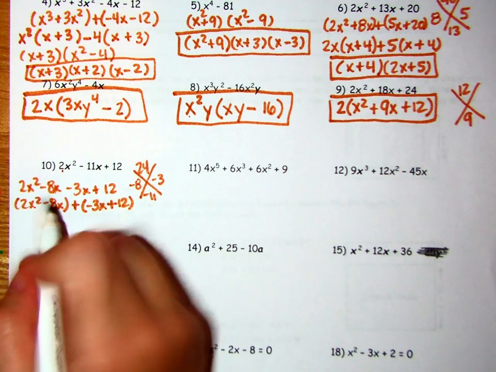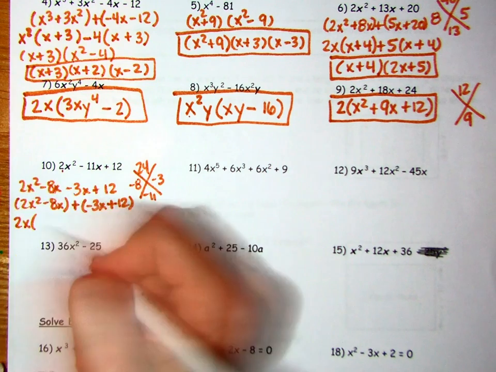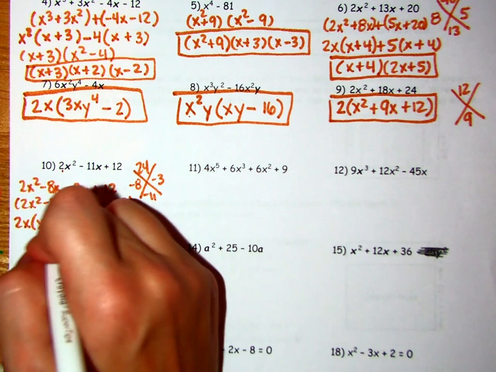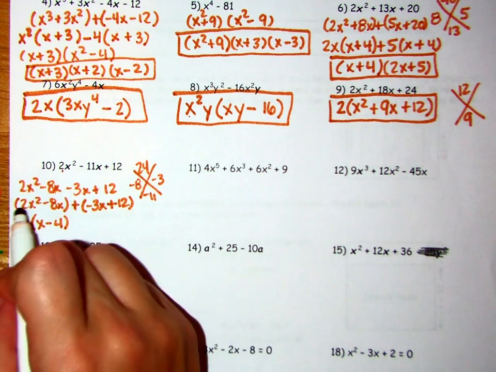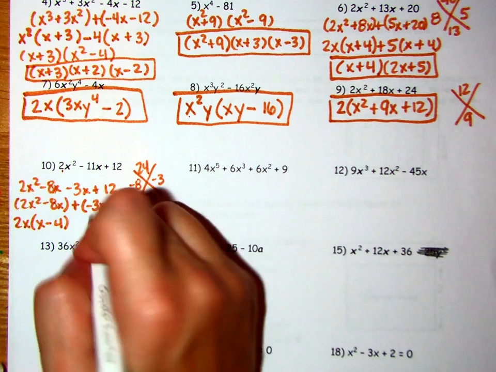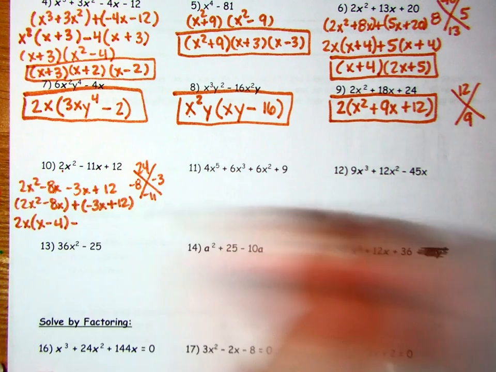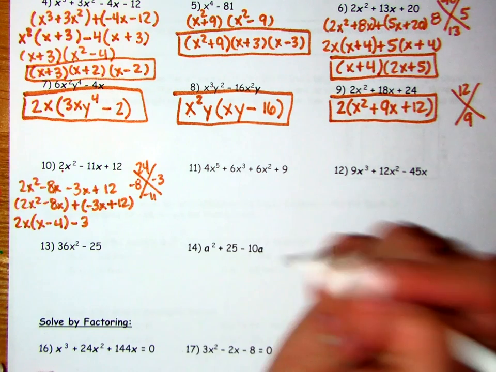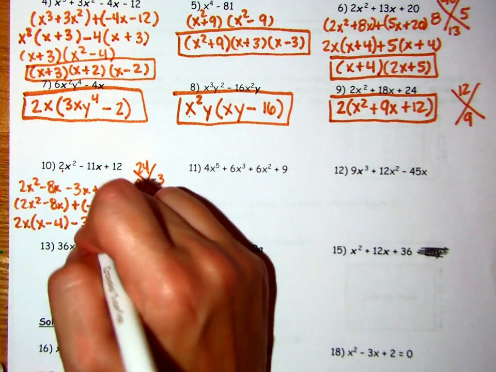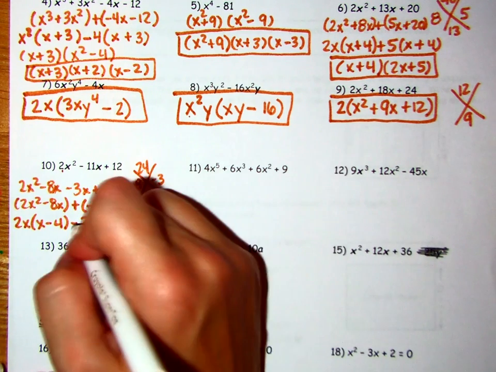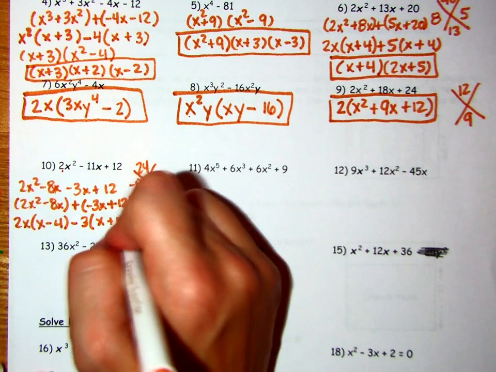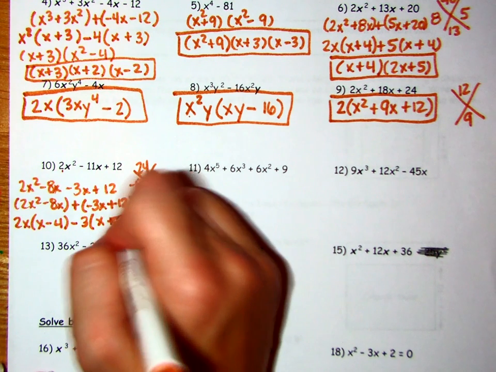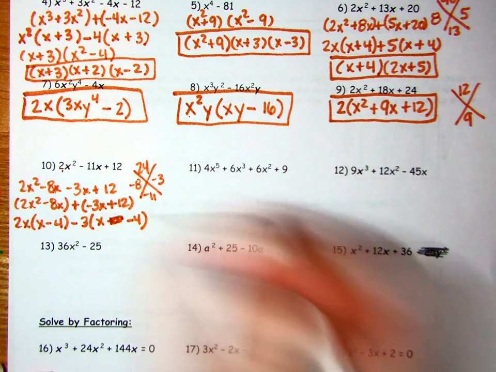GCF out of the first one here would be 2x times x minus 4 here would give me this inside. And then a GCF here, see that negative? That has to come out because it's on that front term. So both of those terms are divisible by 3. So negative 3 times x is negative 3x. Negative 3 times positive 4, negative 4, let's try that. Negative 4 would give me positive 12.